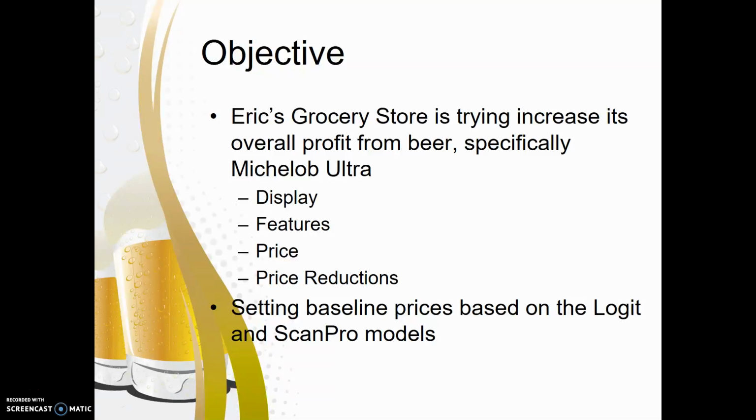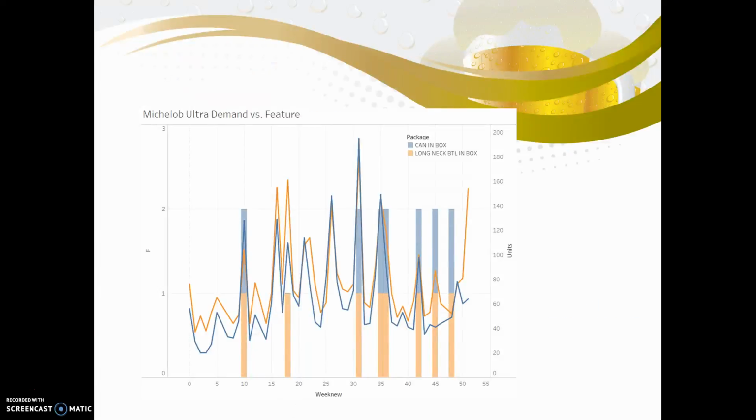So one of our goals was to set a baseline price for that particular SKU based on the Logit and ScanPro models. We also got some visuals done on Tableau, and we've also got some regressions done under different conditions to get the price elasticity. So we'll start off with the visuals.